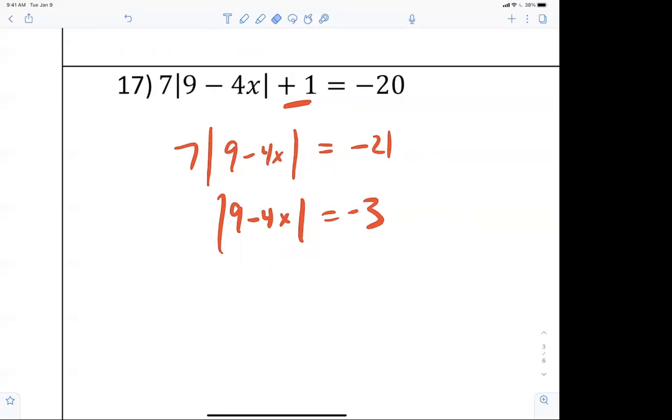Oh, because the absolute value can't be a negative. Thank you. Evan is on fire today. No solution. Can the absolute value be equal to a negative? On your test, you're going to think you're doing so well. You're going to write 9 minus 4x equals 3, 9 minus 4x equals -3, all the while I am laughing. You should be saying it's no solution. An absolute value cannot equal a negative.